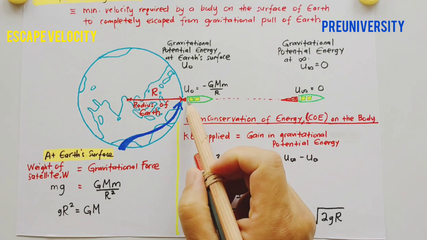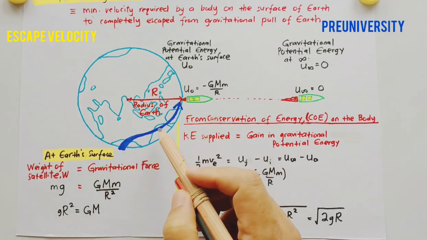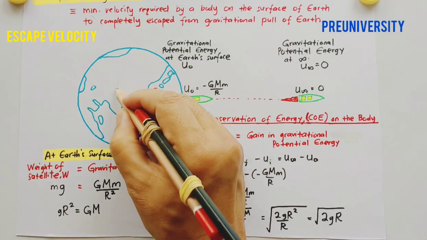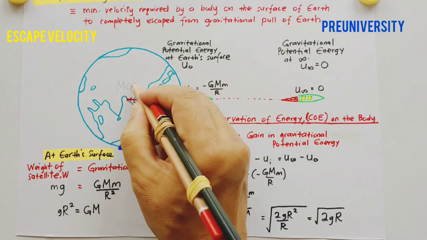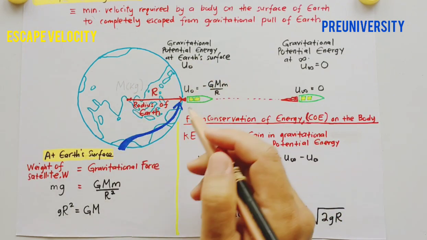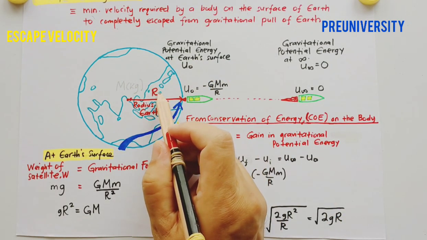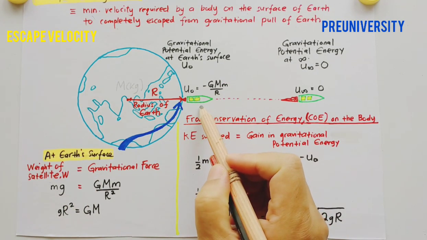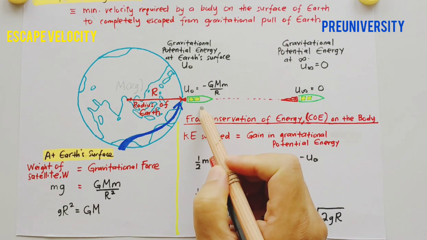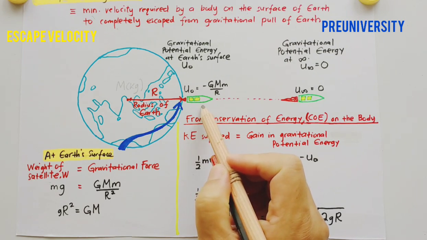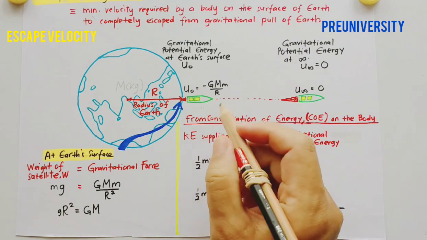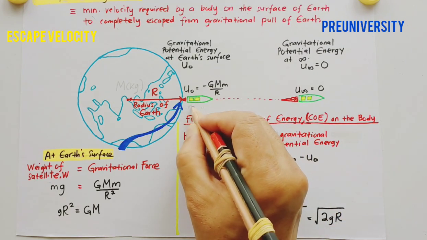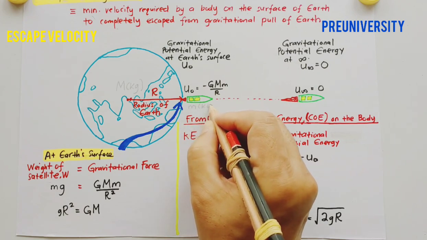So here is the Earth, and M is the mass of Earth, R is the radius of Earth, and here is the body. In this case it is maybe a rocket, and the rocket has mass m kilogram.